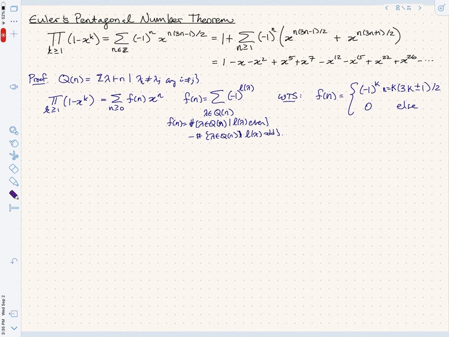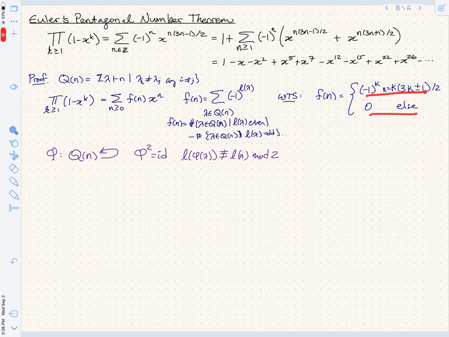And the right way to think of this, so we're going to have this map phi that I'm going to attempt to define on Q of n to itself. I want phi squared to be the identity, and I want it to be the case that the length of phi of lambda is not the same mod 2 as the length of lambda. So it needs to change the parity. And if I can do that, that's basically going to cancel out these terms that we get here. So it's going to cancel the even terms with the odd terms.